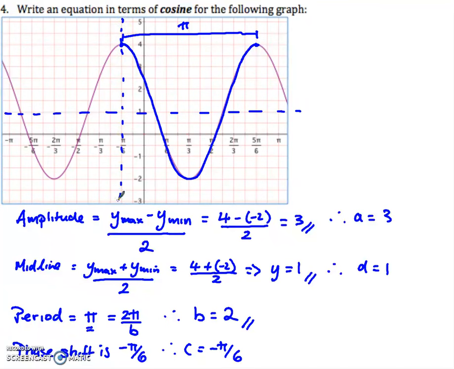And so we should end up with a function that looks like this. F of x is equal to 3 cosine of 1/2 into x plus pi by 6. And then we need to go ahead and also add that 1 at the end there.